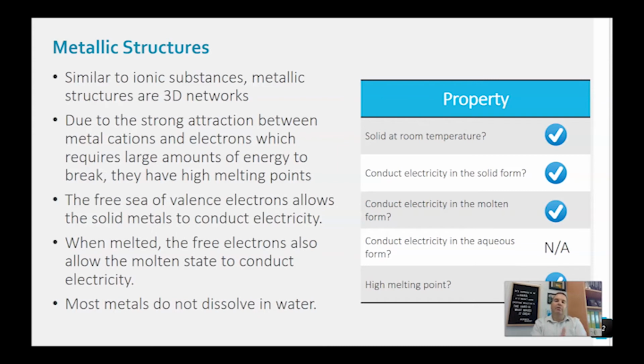But you used to have copper cabling, which was probably the mainstay for a very long time for conducting electricity and wiring in homes, because copper conducted electricity very well because it's a metallic structure, but it was also very resistant to corrosion. So that's why it was quite good to use copper. When they melt, the free electrons also allow the molten state to conduct electricity as well. So they're very, very good conductors of electricity, full stop.